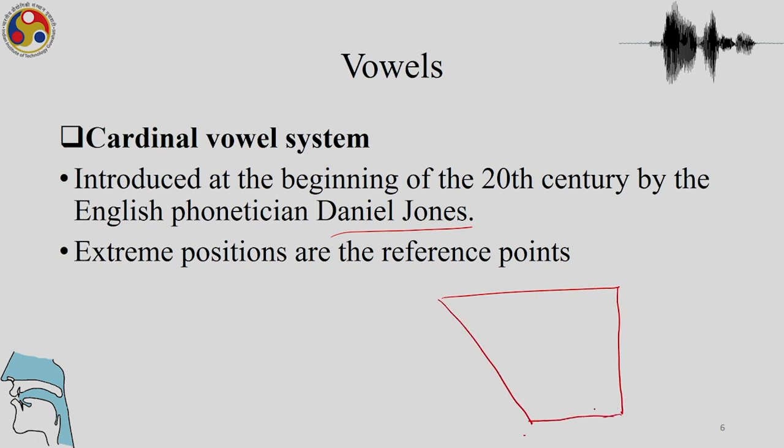This is not an exact, but a sort of representation of what we are talking about, the cardinal vowel system and the reference points. These are the reference points. So this is the reference point for the high front vowel E. This is the reference point for the high back vowel U. This is the reference point for the high front vowel. And this is for the low front vowel. This is a reference point for the back low vowel. Now, once we have these reference points, we can talk about all the vowels that occur within this vowel space.